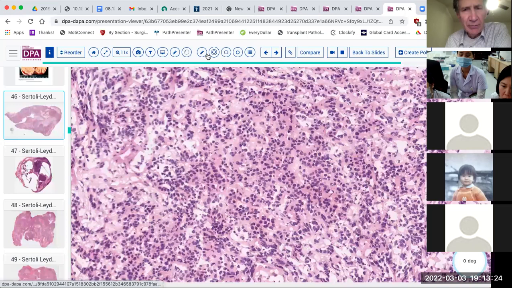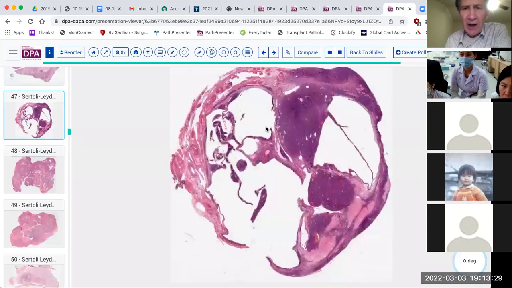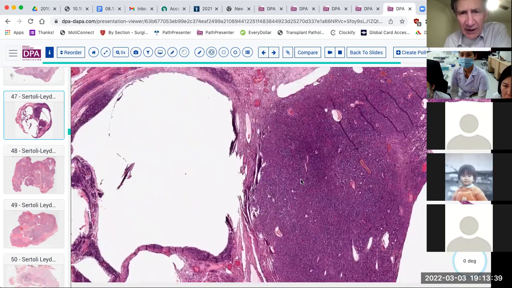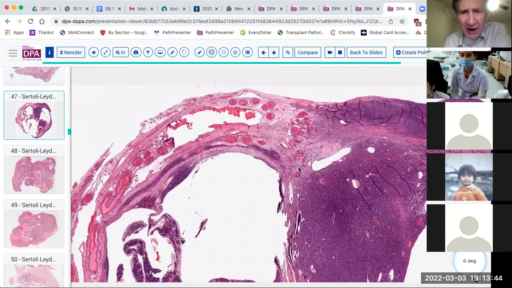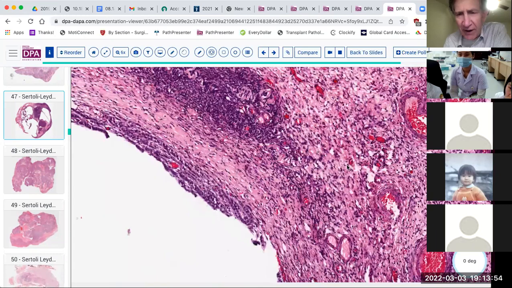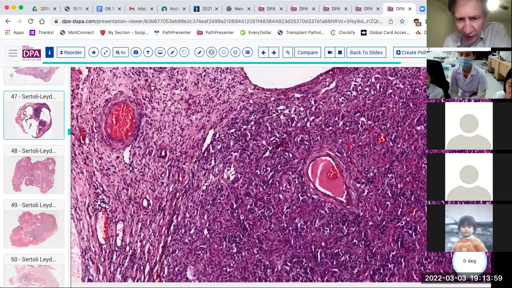Now, Sertoli-Leydig cell tumors come in a variety of degrees of differentiation. Here's another case, a permanent section. The better differentiated tumors will have nicely defined tubular structures and readily identified Leydig cells. But the more poorly differentiated ones may be very spindled. So we'll just look at this one a little bit.